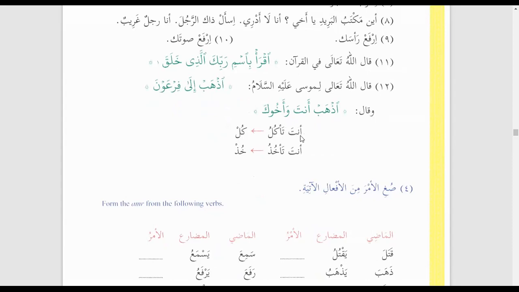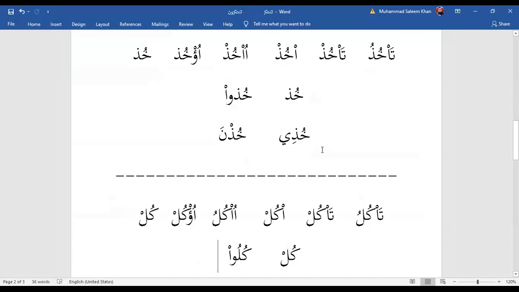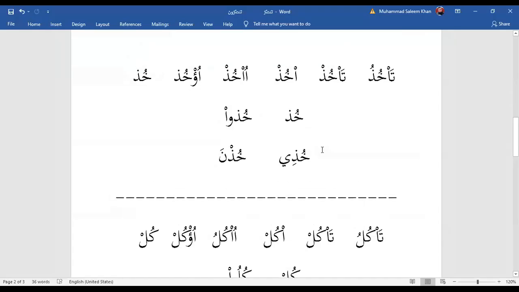Now here, أنت تأكل and فعل الأمر is كل, and أنت تأخذ and فعل الأمر is خذ. Now these two forms are irregular, خلاف القياس, meaning they do not follow the rule of making فعل الأمر. I would like to show you, just give me 2 minutes, how it happened. There is no need to know, but if you know, it's better for your future reference.